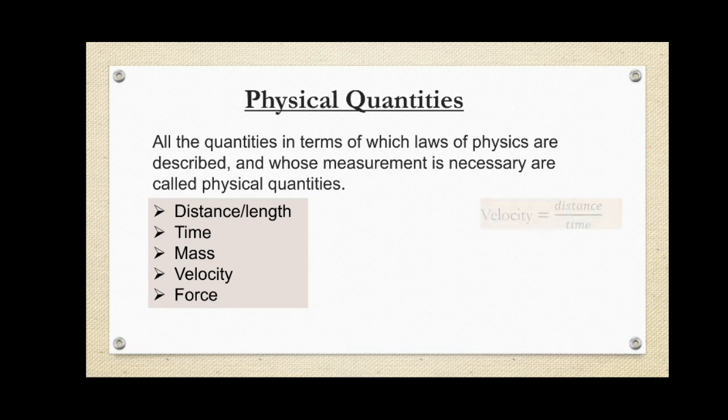Now if I want to describe the velocity, I have a formula: distance upon time. So velocity is a law of physics, and to describe this I am using distance and time, and distance and time are physical quantities. Next, consider an example: acceleration is velocity upon time. So to define acceleration I am using the physical quantities velocity and time.